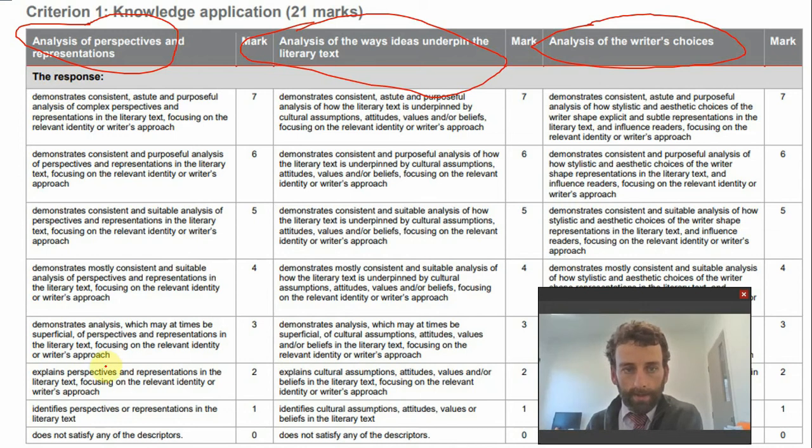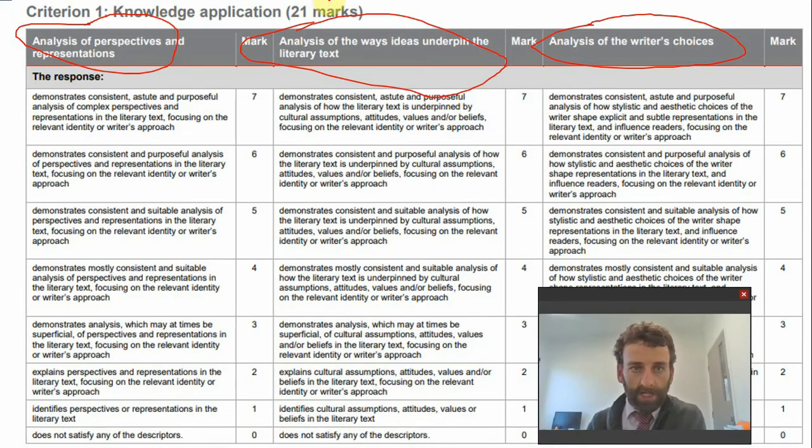If we have a quick look down the column for analysis of perspectives and representations, it demonstrates consistent, astute, and purposeful analysis of complex perspectives and representations in the literary text, focusing on the relevant identity or writer's approach. So that's a pretty significant response there. And going down a mark, you take out the astute and take out the complex. You'll see how it's starting to get less and less as you get down to 0 at the bottom.